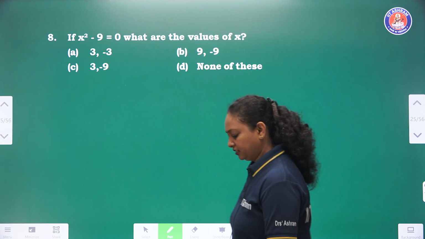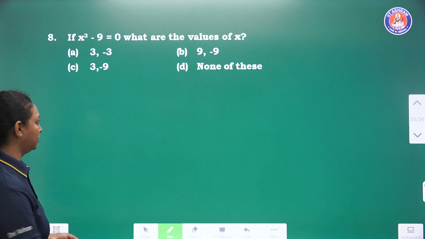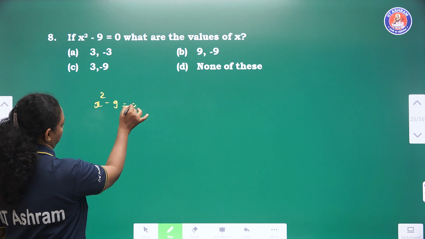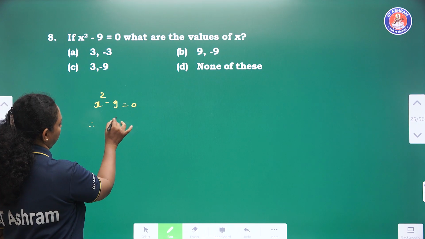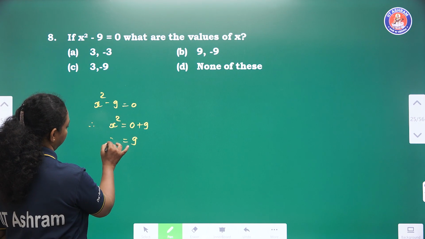If x square minus 9 is equal to 0, then find the value of x. It's too easy. x square minus 9 is equal to 0. Therefore, x square is equal to 0 plus 9. 0 plus 9 is 9.